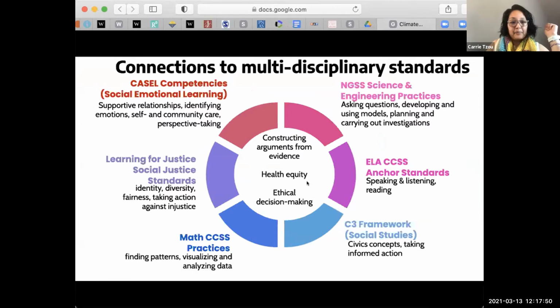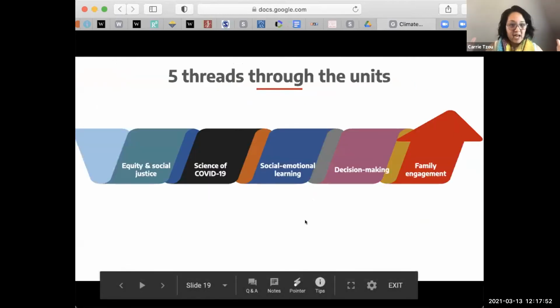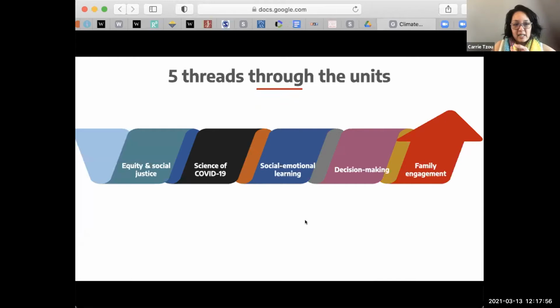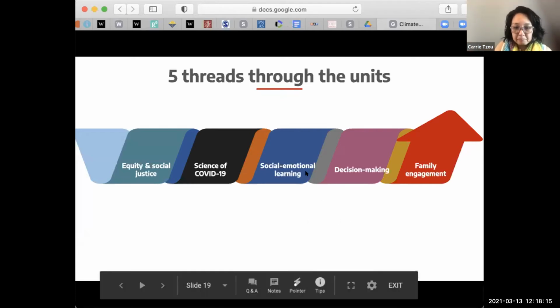And there are five threads through the units. We thread through equity and social justice, in particular racial equity. We focus on the science of COVID-19, social emotional learning, decision-making, and family engagement. So you'll see that through each of the lessons, these threads are visible throughout as call-outs or as specific elements of each lesson.